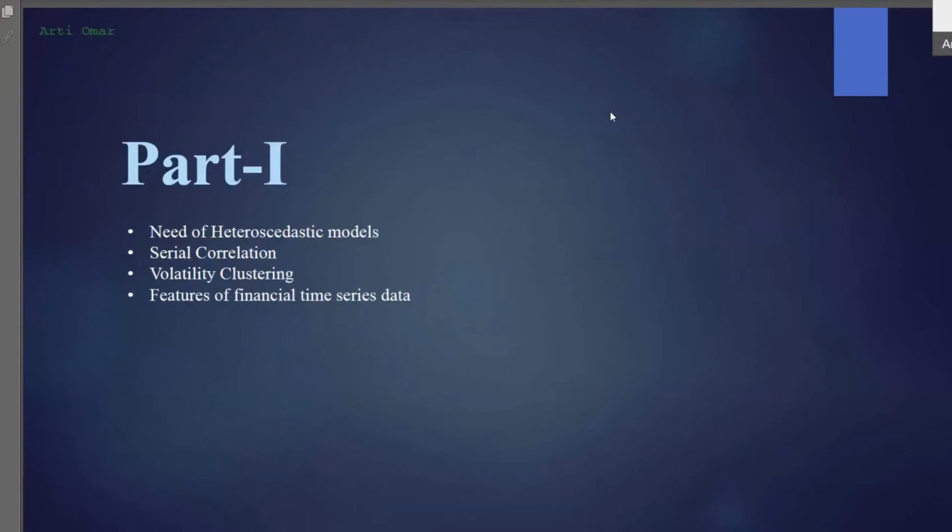So in part one, the presentation is divided into three parts. Part one is about the need of the heteroscedastic model, and then we will talk a little bit about serial correlation, then volatility clustering, and the features of financial time series data. So this is the introduction part: why do we need the heteroscedastic models? We have a time series, and lots of models are available. Why is there a need of GARCH kind of model, or such kind of modeling, for financial time series data?